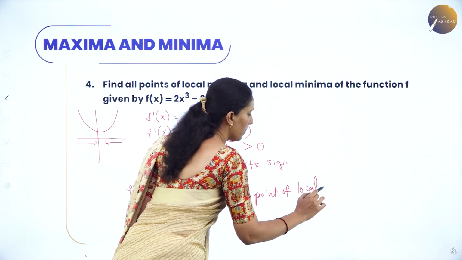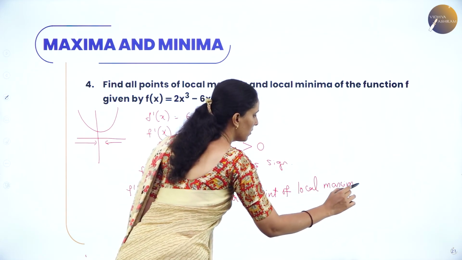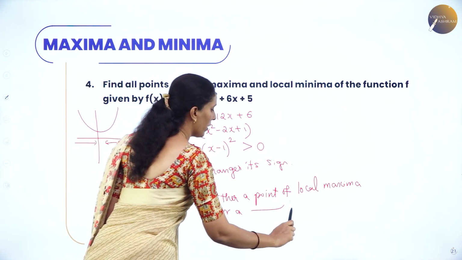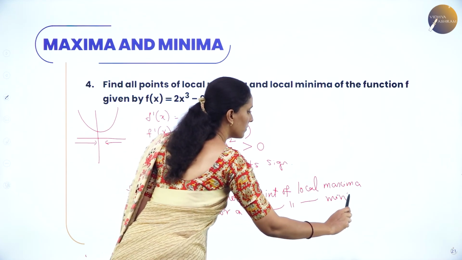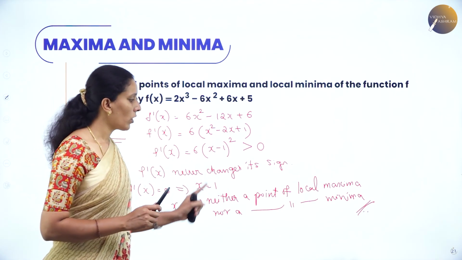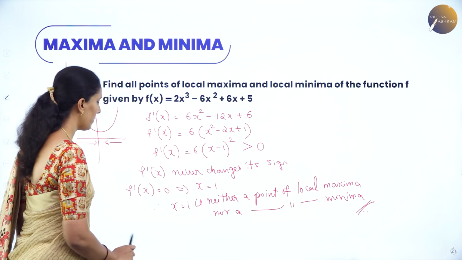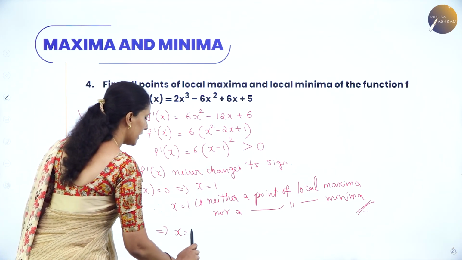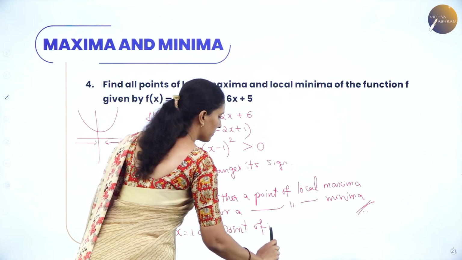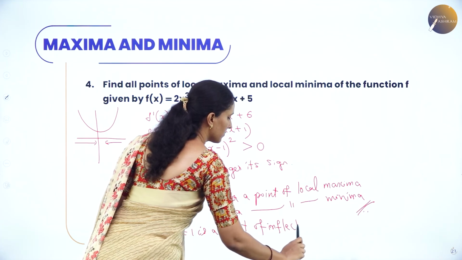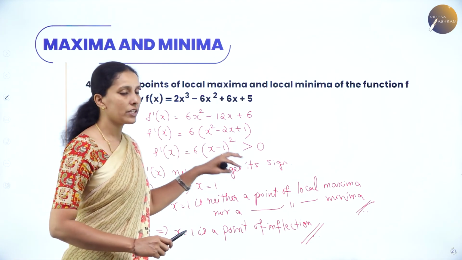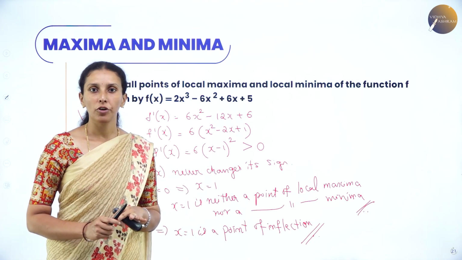local maxima nor a point of local minima. So if it is neither a point of local maxima nor a point of local minima, this implies x equal to 1 is a point of inflection, because the function has never changed its sign, and hence we call it a point of inflection.